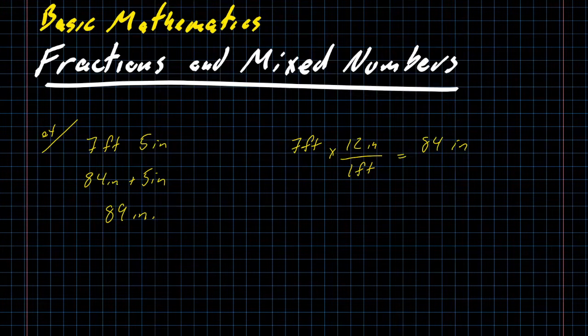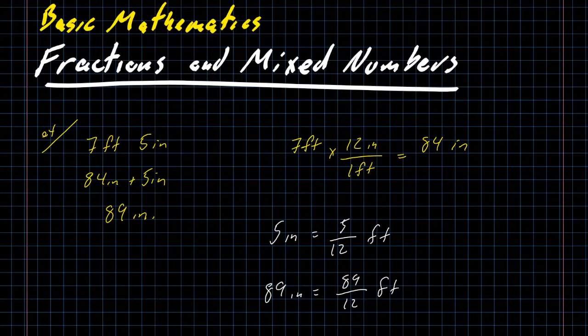But just like I can convert and say that there are 12 inches in 1 foot, I can say that there is 1 foot in 12 inches. So 5 inches is 5/12 of a foot. And 89 inches is 89 over 12 of a foot.